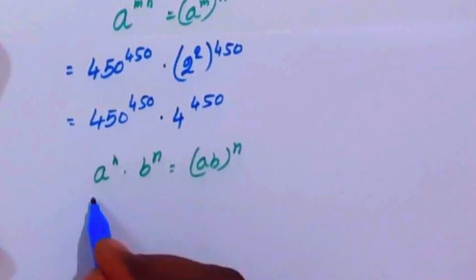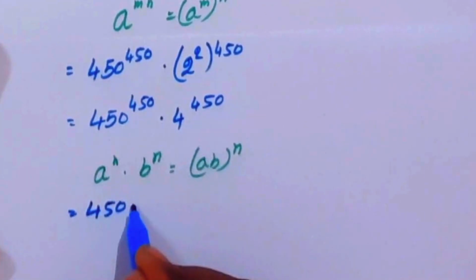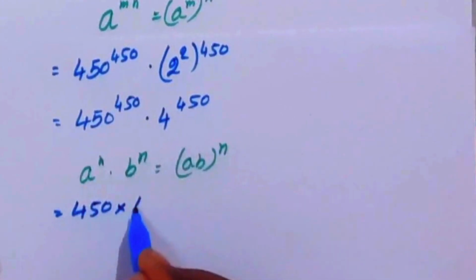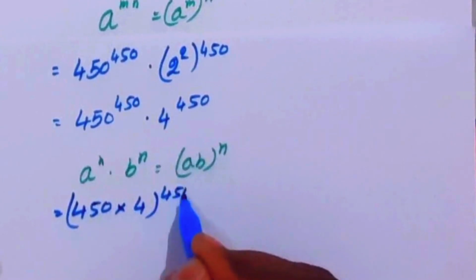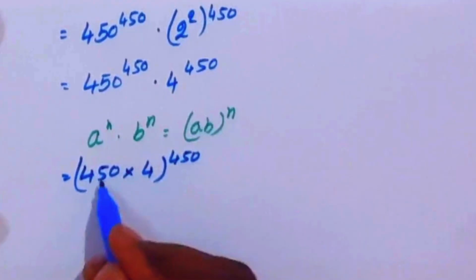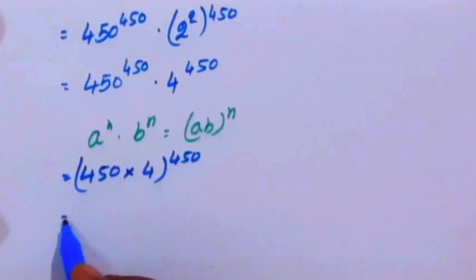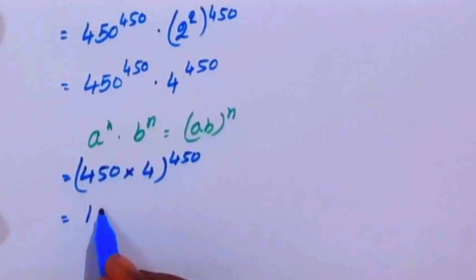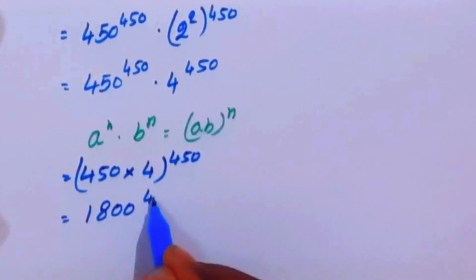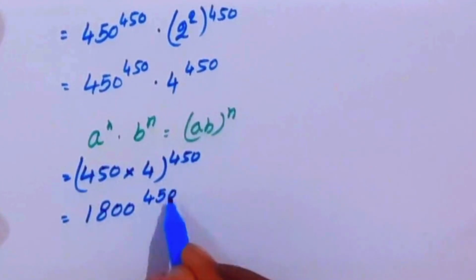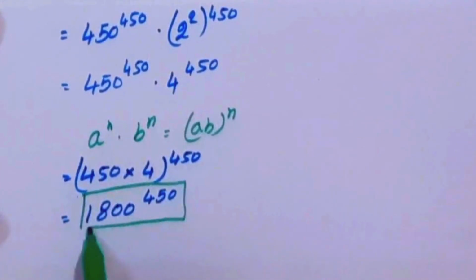So we are going to apply this here. So 450 times of 4 whole power 450. Now multiply this, 450 times of 4 is 1800 in power 450. This is the final answer in the second method.